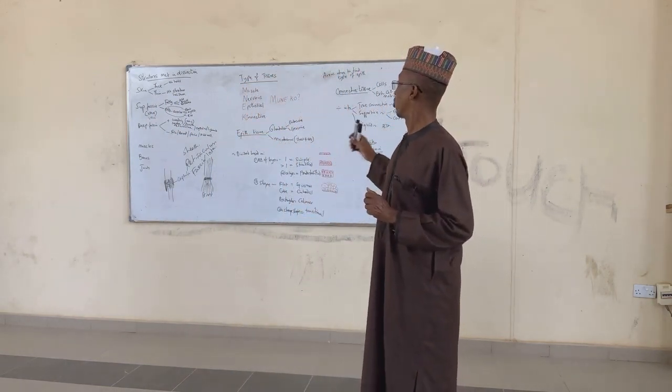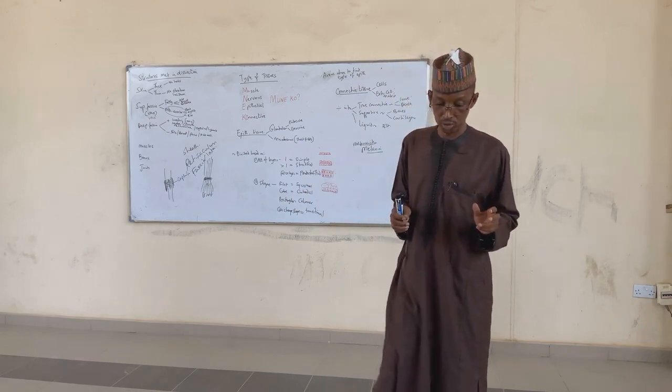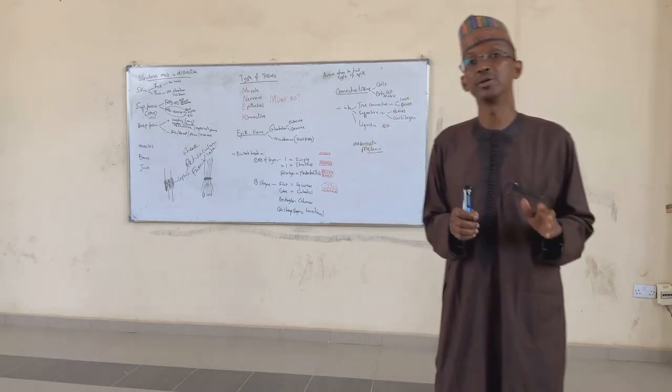So now we're going to discuss the tissues, the different types of tissues in our own human body.